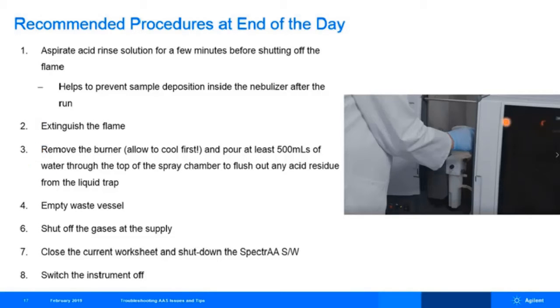We should then remove the burner, and as we show here in the diagram, pour at least 500 ml of water through the top of the spray chamber. The goal here is to wash out any acid residue from the liquid trap. We can then empty the waste vessel, shut off the gases at the supply to the instrument, close the software and shut down the instrument. By following this procedure, we're going to flush out all of the sample introduction system and rinse out all that acid residue. And that means we're going to have less chance of blockage and less chance of degradation in the instrumentation.